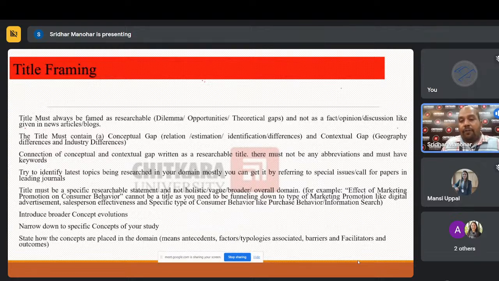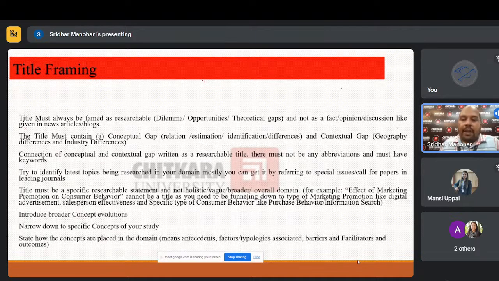When you initially frame the title, you must consider combining both the conceptual gap and the contextual gap. When I say conceptual gap, it talks about the domain, the area or the stream which you are working on. And when I talk about the contextual gap, it talks about the geographical differences and the industry differences. So there must always be a connection between the two. You first identify the conceptual gap, which gives a higher strength and value for your research rather than the contextual gap.